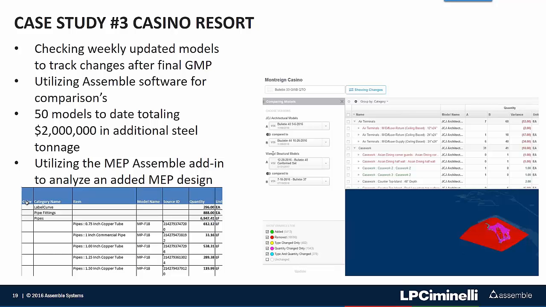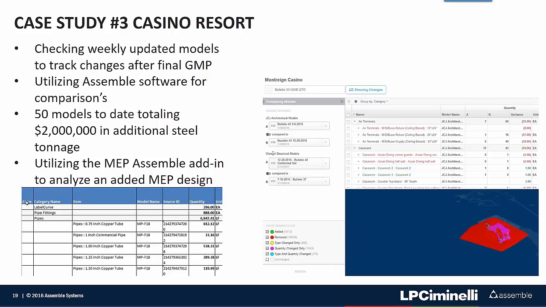So we utilized Assemble to publish the weekly publications and then compare them to the previous to see what changed, what was added, what was removed. This saved an exorbitant amount of time for not only the estimator but also for myself, because as we were finishing up the comparison, we were getting another model and we were ready to go for that one. I would say at this moment in time, we've identified about $2 million in additional steel that was added after our GMP was established. And it's really been helpful to not only track the amount of those changes, but also the time it saves the estimators utilizing a combination of Revit and Assemble.